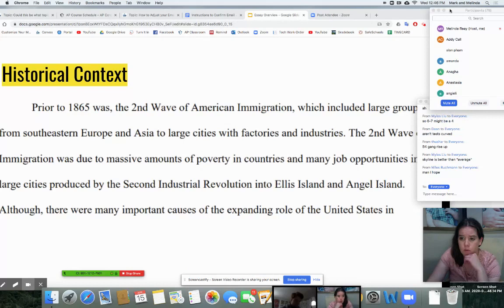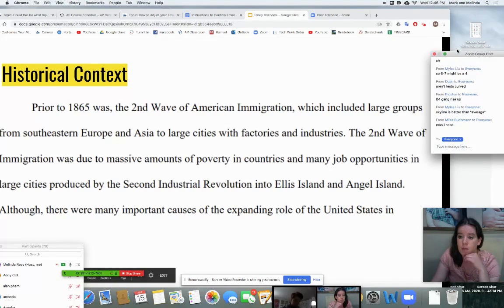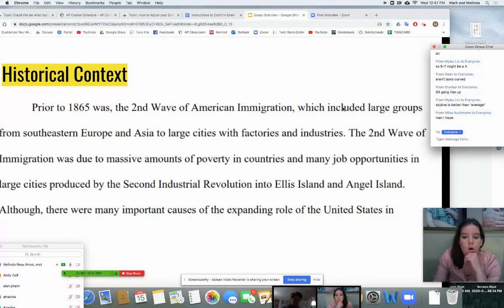So in terms of historical context, some common issues that I saw on the DBQ. One of the common things I saw was topics in your contextualization that had nothing to do with the actual topic. So this person did the second wave of immigration, which, first off, it says prior to 1865. The second wave of immigration actually begins in 1890. So that's just an inaccuracy. But even if it wasn't an inaccuracy, they talk about immigration, but then it never actually connects to their essay topic. So make sure your HC always connects to your essay topic in some way.